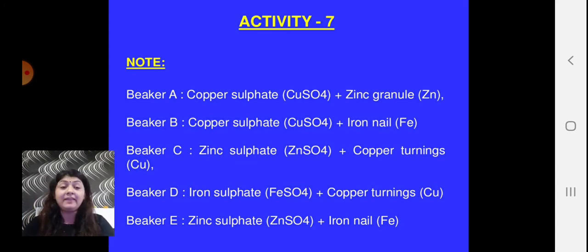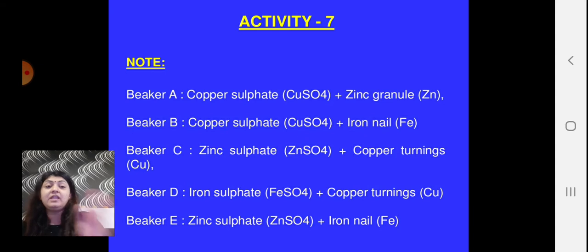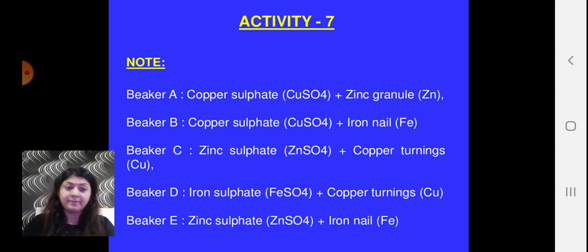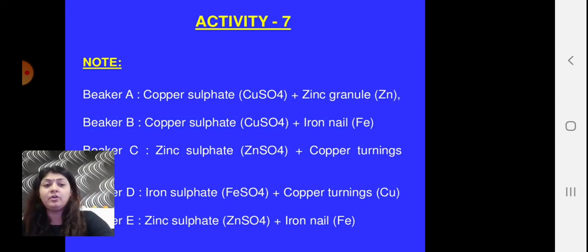Now for displacement, that metal must be highly reactive. That means it is so powerful that it can displace that given metal in the solution and form a new substance. So here let's have a look.